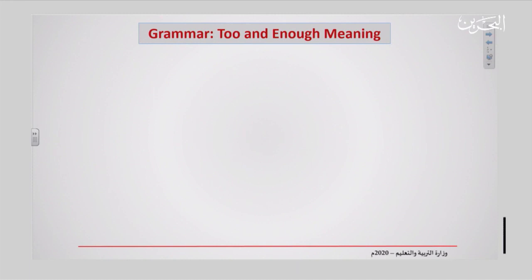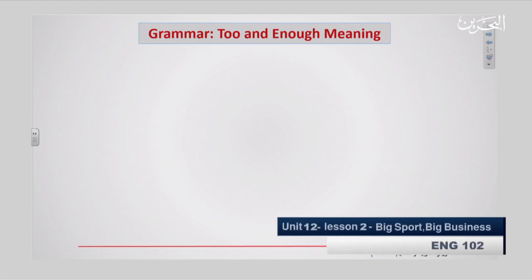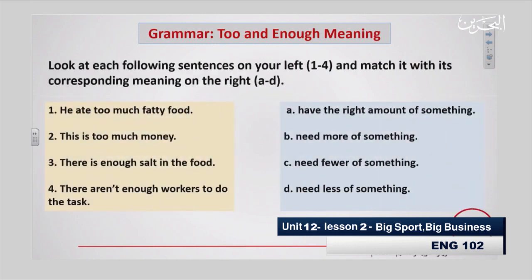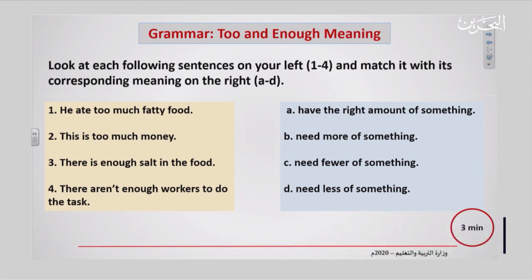Now, since we've learned words related to business, charity, and sports, and we have looked at a reading text, now let's move to grammar. Today we're going to talk about too and enough. But let's understand their meaning even more by doing this exercise. We have sentences here on the left from 1 to 4 and sentences from A to D explaining the meaning of these sentences. I will give you 3 minutes to match the sentence with the meaning, and then I will share the model answer with you.